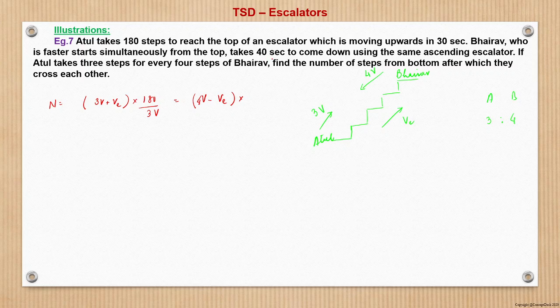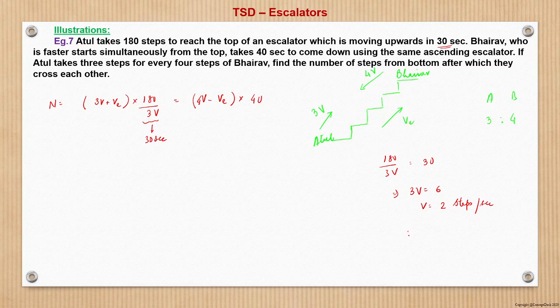Bhairav takes 40 seconds to come down, whereas Atul takes 30 seconds, and so therefore can we say this value is 30 seconds, that is 180 upon 3v is equal to 30 seconds. So from here we can say 3v is equal to 6, right? So v is equal to 2 steps per second.